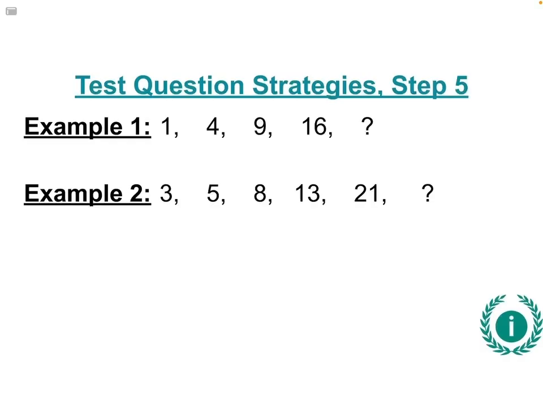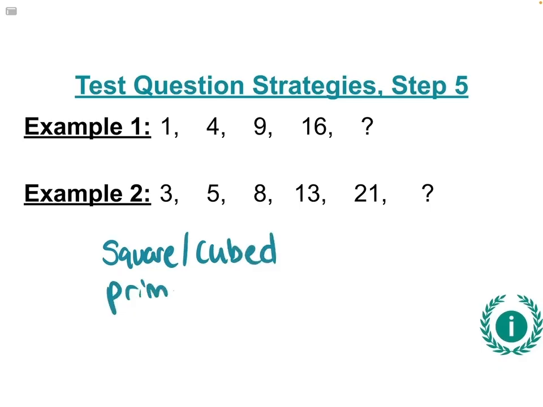If you have gone through steps 1 through 4 of our test-taking strategies and you are still stuck and unable to find the answer, then it's time to consider our most rare number sequences or our special cases. These are numbers that follow our exponent patterns like square numbers or cubed numbers, that follow prime number patterns, or follow the Fibonacci sequence. So let's take a look at example 1.